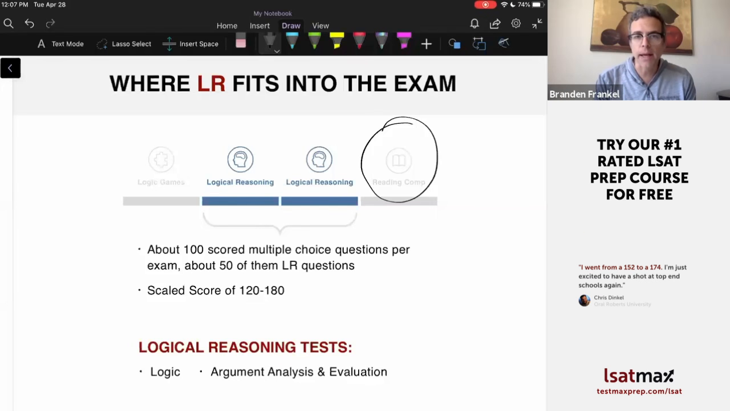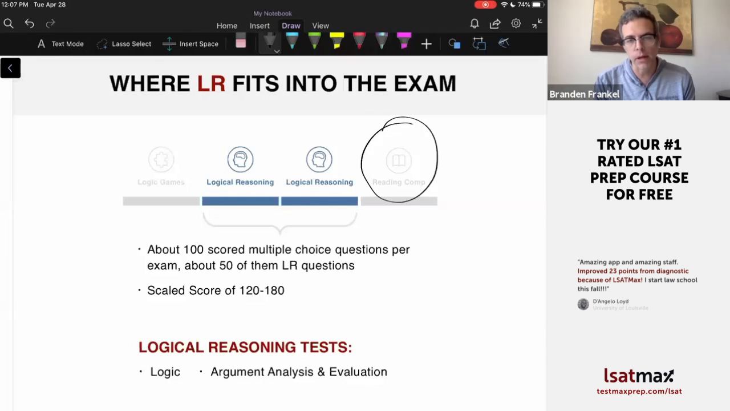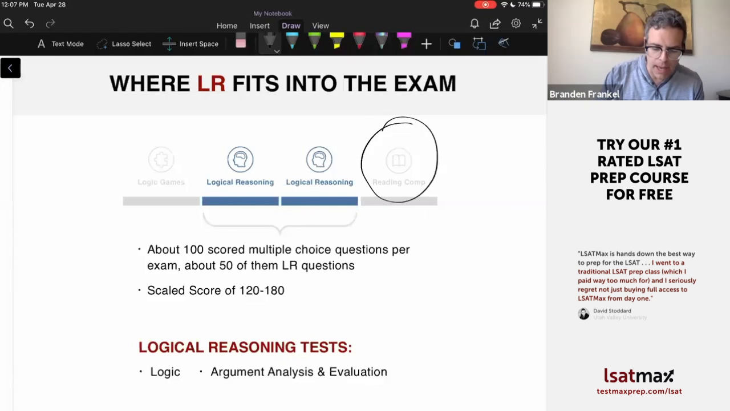And in that, you are tracking the arguments of plaintiff and defendant. You're being critical of those arguments. And so it's more on the LSAT than just comprehending what you read, like reading comprehension sounds like. I would call it argument analysis, I think is a more accurate way to look at it.